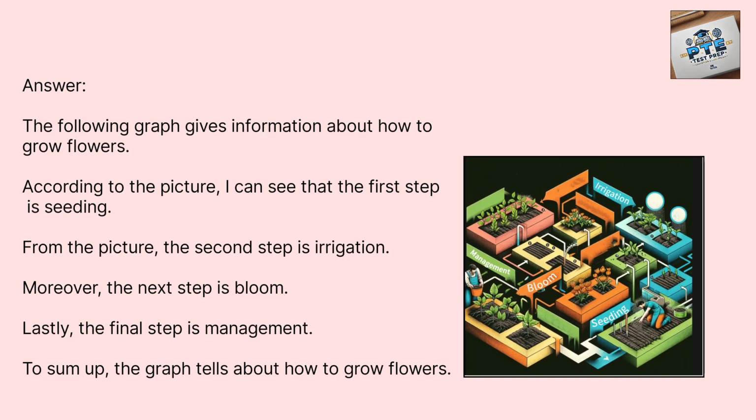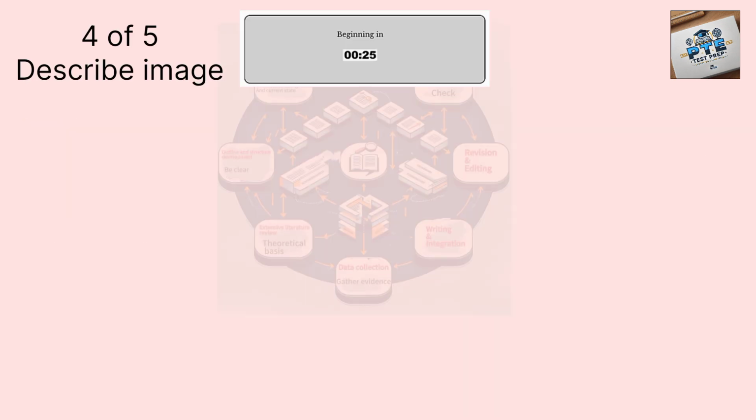The following graph gives information about how to grow flowers. According to the picture, I can see that the first step is seeding. From the picture, the second step is irrigation. Moreover, the next step is bloom. Lastly, the final step is management. To sum up, the graph tells about how to grow flowers.